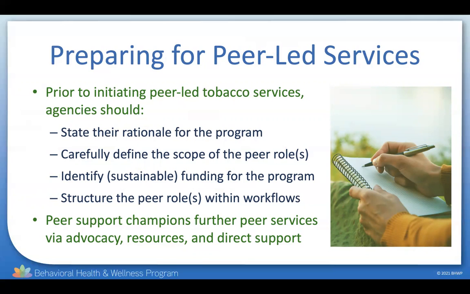this, I would say. And finally, peer roles are more successful when structured within existing workflows. This process helps to make the peer role more effective and sustainable, and can maximize their community impact. And that last bullet point there, peer support champions, are individuals who explicitly empower and support peer work. And these people can help to further peer services via advocacy, identifying resources for the peers, and providing direct support to the peers themselves and helping with their ongoing recovery.